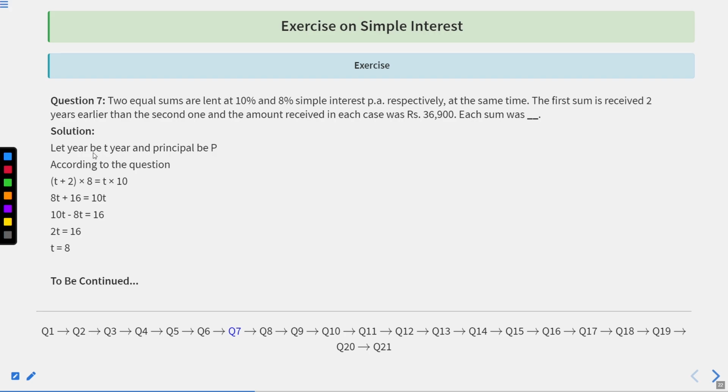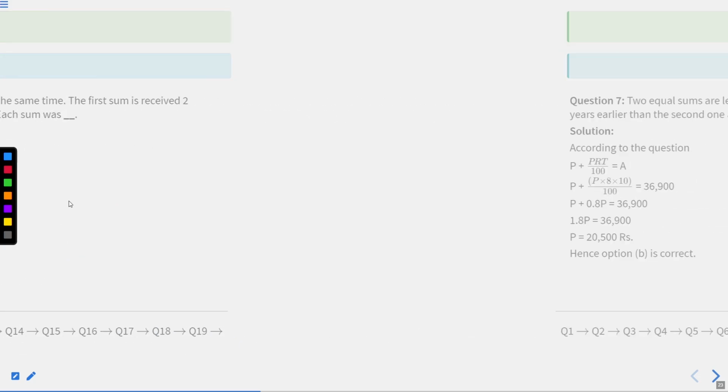So let year be t years and principal be p. So according to the question, t plus 2 times 8 equal to t times 10. So 8t plus 16 equal to 10t. So 10t minus 8t is equal to 16. So 2t equal to 16. So t will be equal to 8.